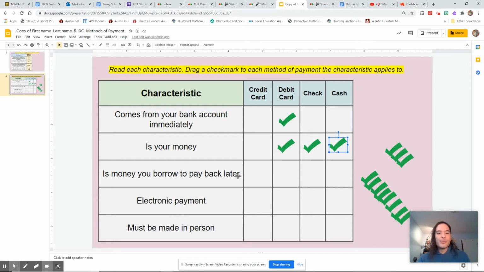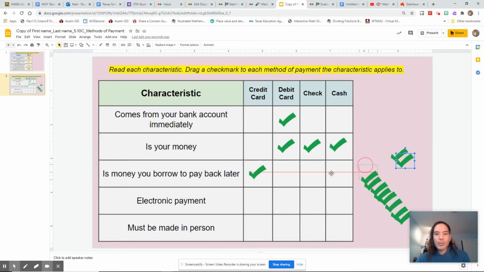All right. Is money you borrow to pay back later? Can we borrow money from ourselves? No. So this one only fits with credit card because we're borrowing a bank's money and we'll pay them back later. So we swipe the credit card and we can take home whatever we just bought, but we haven't even paid for it yet. Some bank paid for it and was like, hey, you can borrow that. And basically, we have to pay it back. Once I've paid off my credit card bill, then I've officially bought the item.